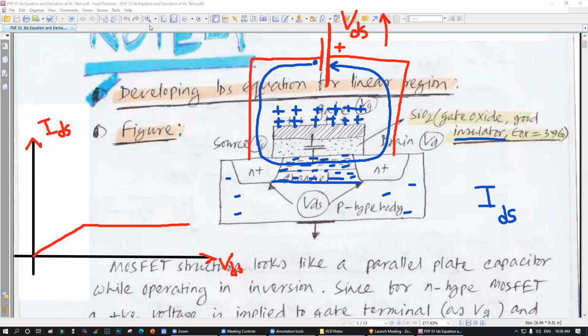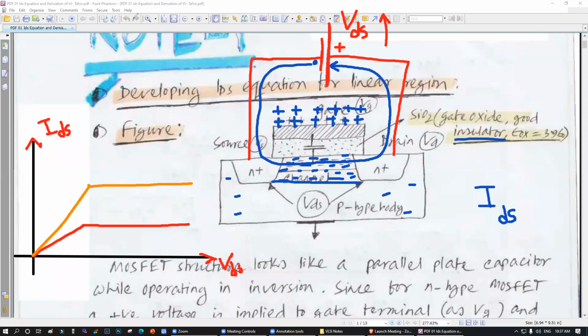That time your graph will look like this. Again, at some point it will not be enough. Then what will happen? It will become saturated. This is the graph. You have already seen it in your electronics. This is called VI characteristics, right? Voltage current characteristics. Remember in the BJT, you have seen it? This is the VI characteristics of an N MOSFET.